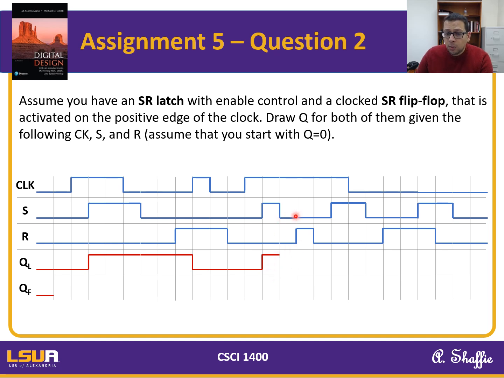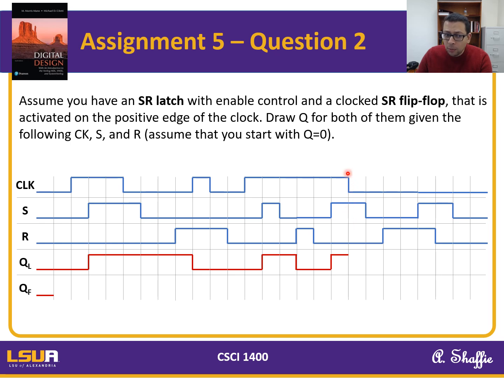Then I have set equal 0, reset equal 0, which means keep the current Q. The current Q is 1, so I will keep it 1. Then the reset starts to be asserted to 1, while set stays 0, which means I'm doing reset. Since I'm doing reset, this Q should be 0, so I will go down, and I will have 0 right now. Then I have 0 for S, 0 for R, which means keep the previous Q. The previous Q was low, so I will keep it low. Then I have set equal 1, reset equal 0, which means I'm setting the signal. So it will raise, and I will have signal 1.